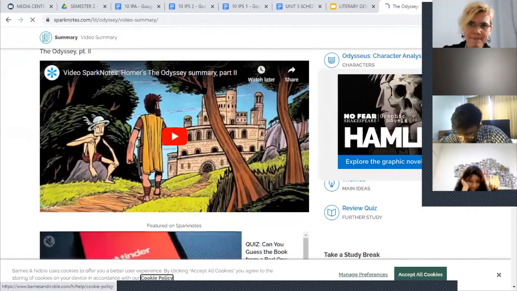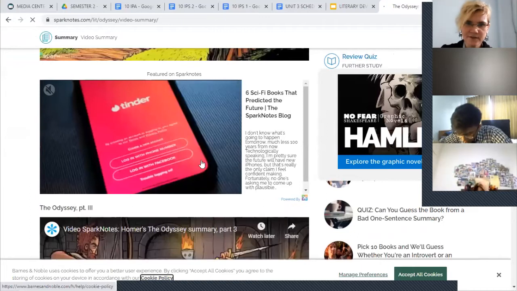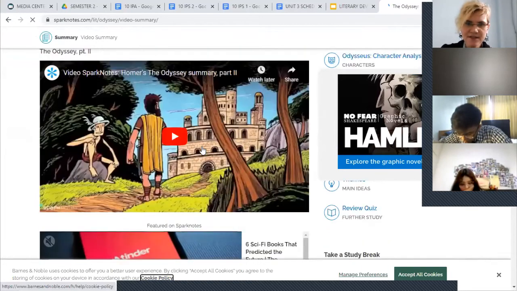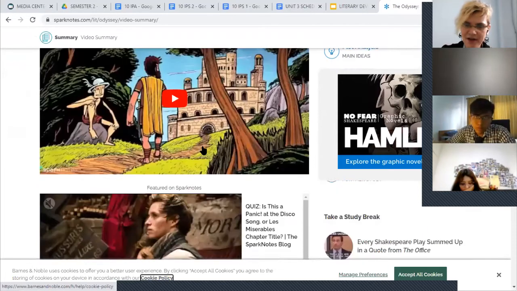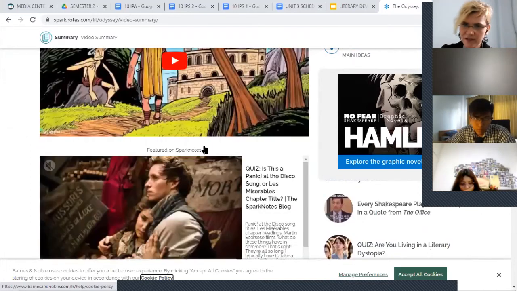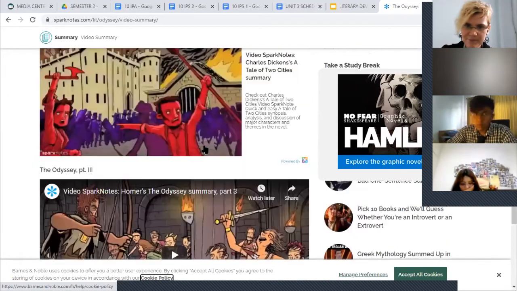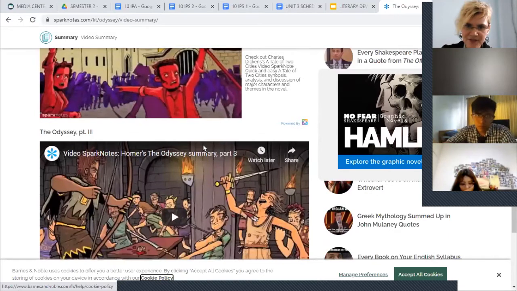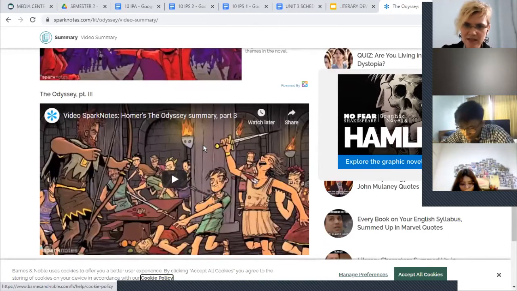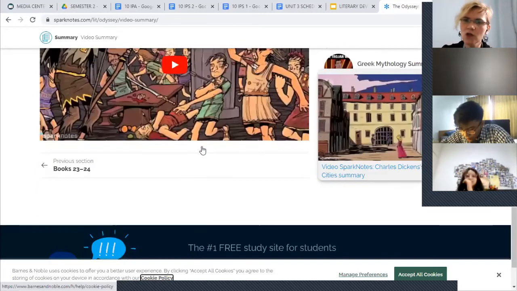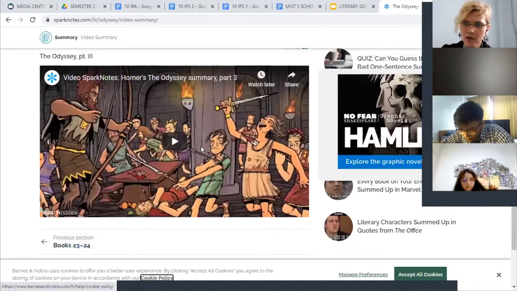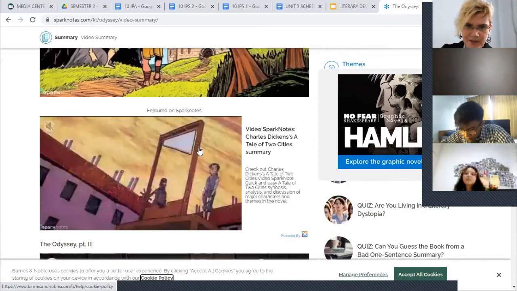So this is the one where he is trying to get back to his kingdom, right? And then we have the second part, where he is at home and trying to fight the suitors to really regain control of his kingdom. And that is basically in the original book, chapters 23, 24. Yeah.